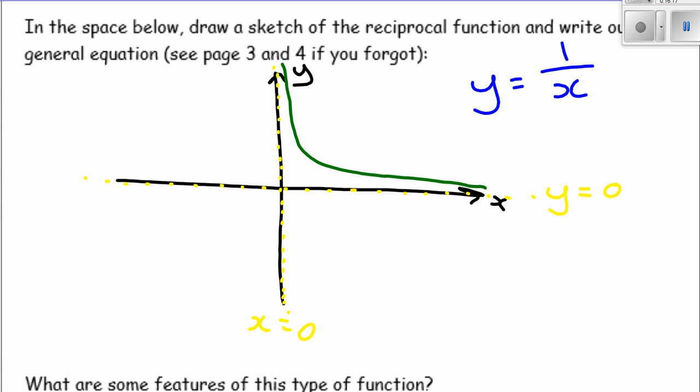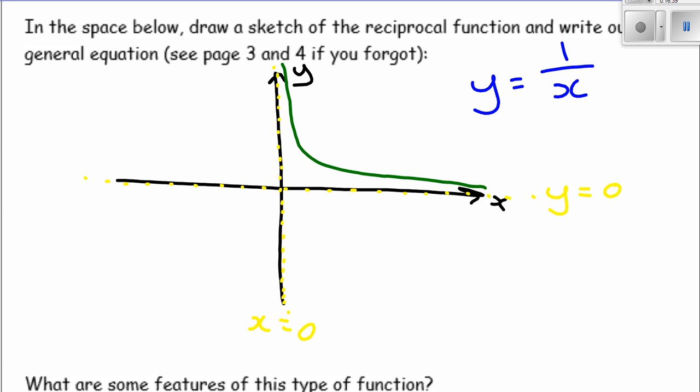to 0. And as x gets smaller and smaller, like 1 divided by 0.00005 is going to be a big number. Because how many times does 0.00005 go into 1? It goes in heaps. So that's why as x gets closer to 0, it gets higher. And as x becomes a bigger number, the y value gets smaller.